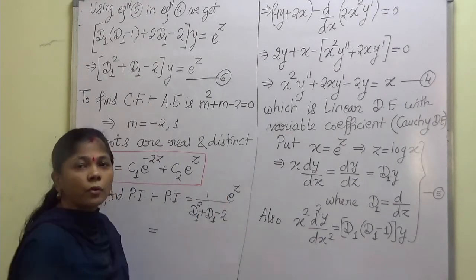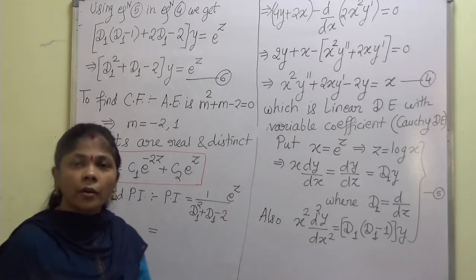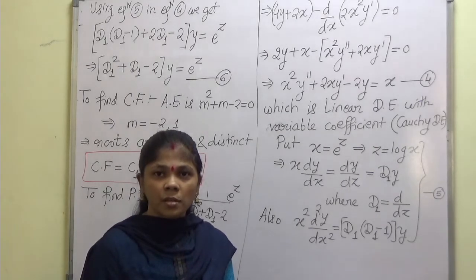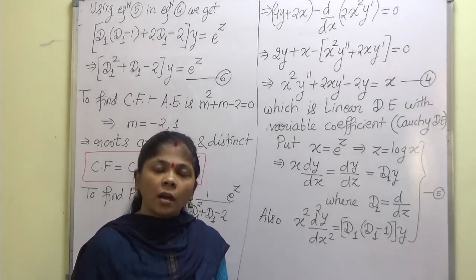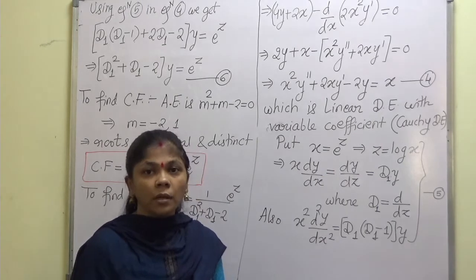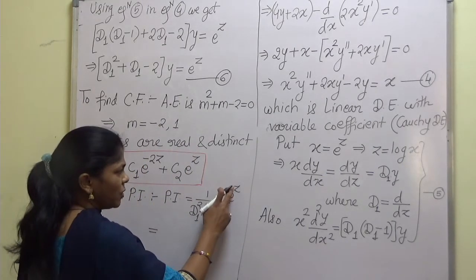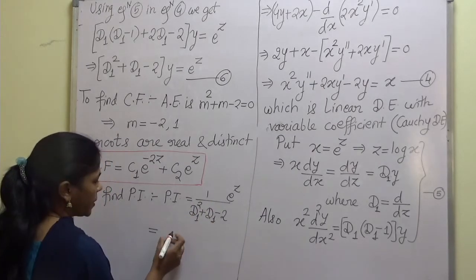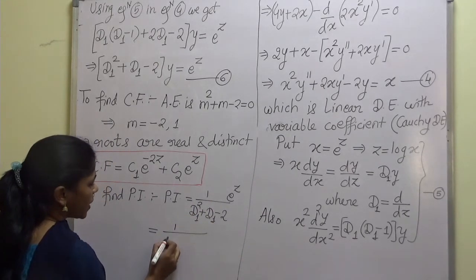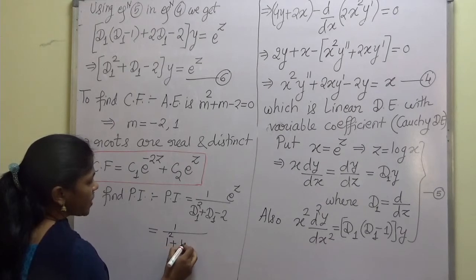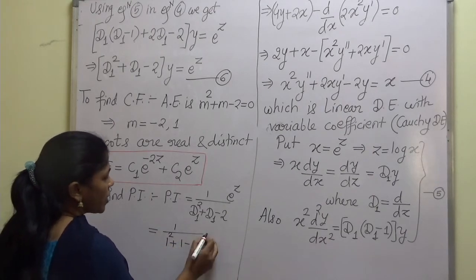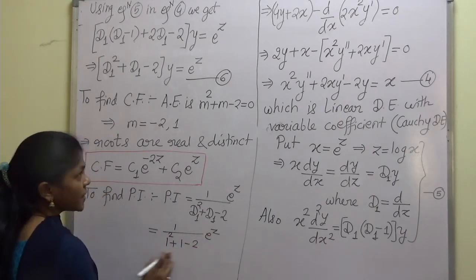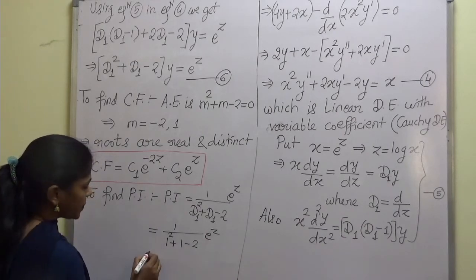What is the coefficient of z here according to case 1 of the particular integral? If you wish, you can go through the video lecture on higher order ordinary differential equations to get the idea of how to find the particular integral. So here the coefficient of z is 1, so we replace D1 by 1. What do we get? We get 1 squared plus 1 minus 2, which is 0.